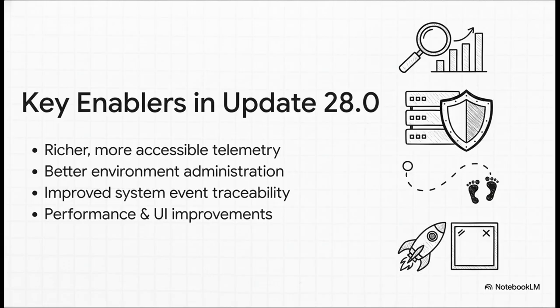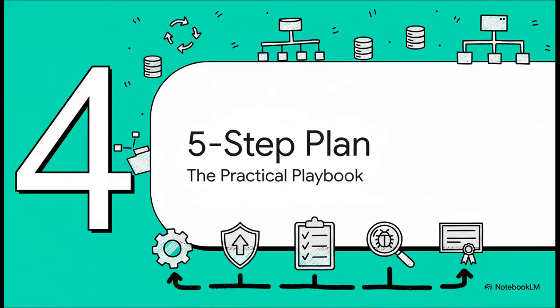And finally, some general performance boosts just help reduce the number of false alarms in the first place. Okay, so we've covered the what and the why. Now let's get to the how. Section 4 is your practical playbook, a 5-step implementation plan.